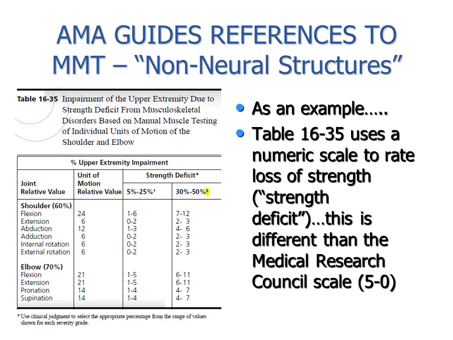Column 3 describes strength deficit of from 5 to 25%. That sounds to me like a grade 4. Column 4 describes strength deficits ranging from 30 to 50%. That sounds kind of like a grade 3. So even though this table doesn't specifically correlate these percentage losses to the Medical Research Council scale, they roughly describe the same things. But in this particular table, they use the percentage scale.